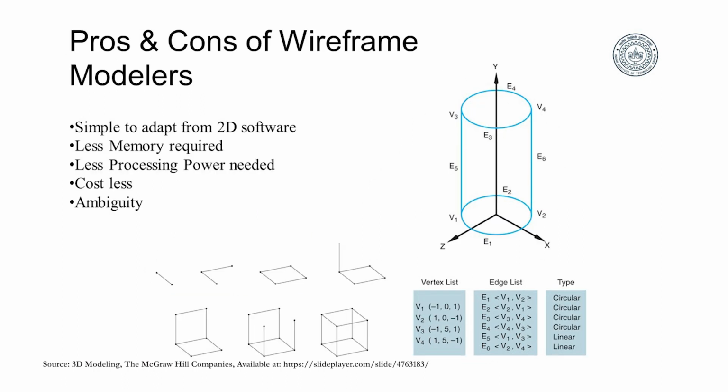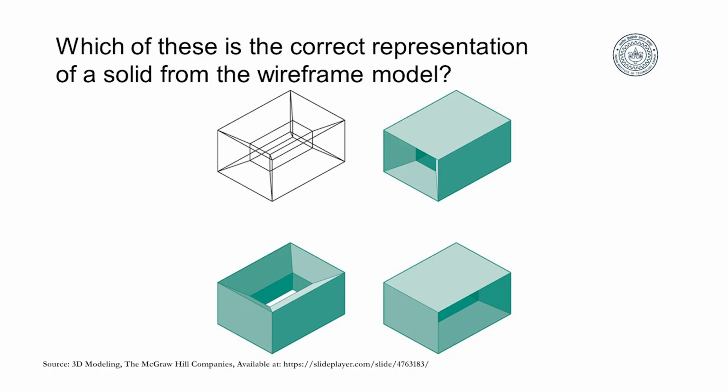Now, these wireframe modelers have some pros and cons. So, they are very simple to adapt from 2D software, they do not require a lot of memory, just edges, vertices and faces that you need to store, and then you need less processing power to represent them, and they cost less. But there is ambiguity. So, for instance, this is the wireframe model of an object. You have connected all the points to create these edges, but can you say whether it represents this or this or this? So, this wireframe model could represent either of these three. So, there is ambiguity in wireframe models.